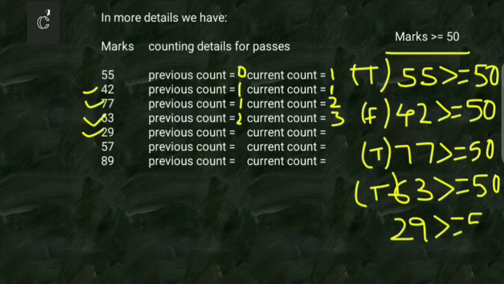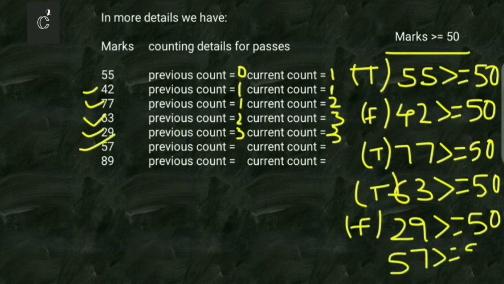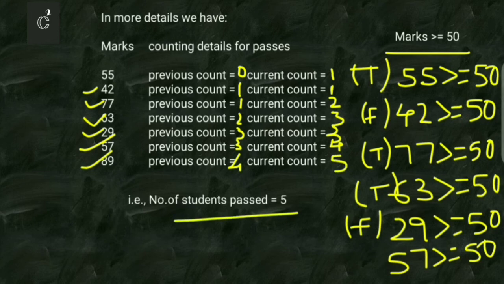We check the next condition: 29 is greater than or equal to 50? It is false. So our previous count will be 3 and our current count will not be incremented. It will also remain 3. The next values, 57 as well as 89, will be compared. Both are greater than 50, so the increment will be done. The current count is carried to the previous count for the next value. This way we find the current value. So finally our current count will be 5. That means the number of students passed is equal to 5.